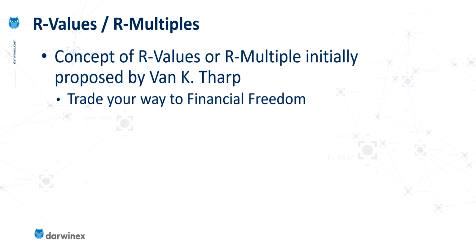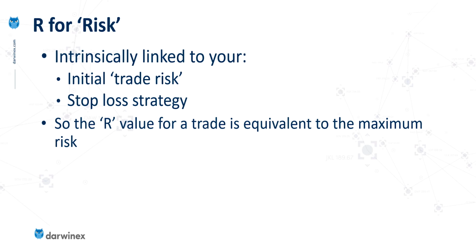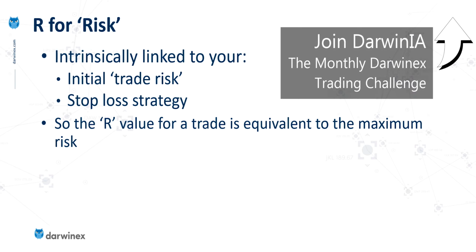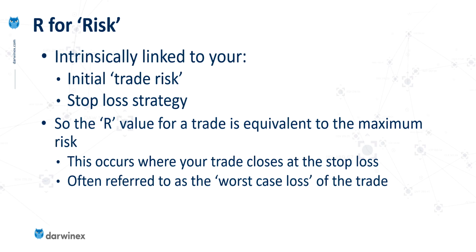Now, the R in R-multiple stands for risk. And this is because these metrics are intrinsically linked to the risk associated to individual trades that are produced by your strategy. And so therefore, it's also very much linked with your stop loss strategy. Now, you can think of the R value for a trade as being equivalent to the maximum risk that that trade will be exposed to during its lifetime. And this, of course, means that it's based on when your trade closes at the stop loss. And this can often be referred to as the worst case loss of the trade.